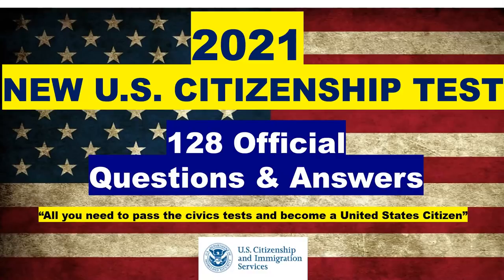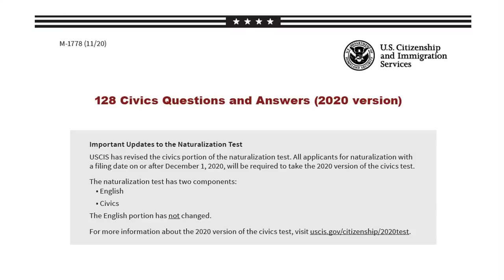Today we are looking at a brand new test to become a United States citizen. This is for 2021 and it is 128 official questions and answers. U.S. Citizenship and Immigration Services has revised the civic portion of the naturalization test. All applicants for naturalization with a filing date on or after December 1st, 2020 will be required to take the 2020 version of the Civics Test, which is this one that we're looking at right now.